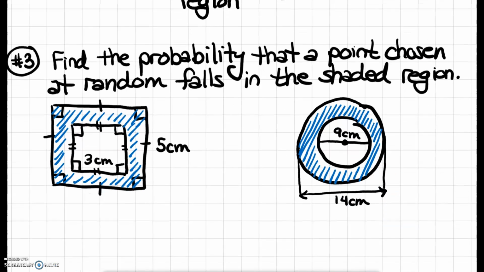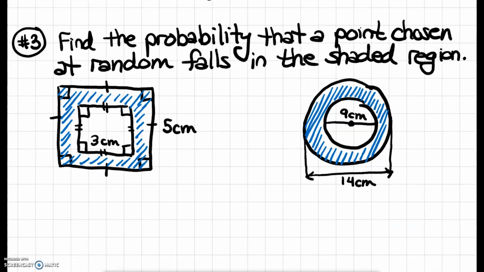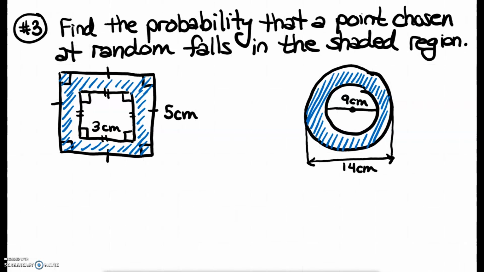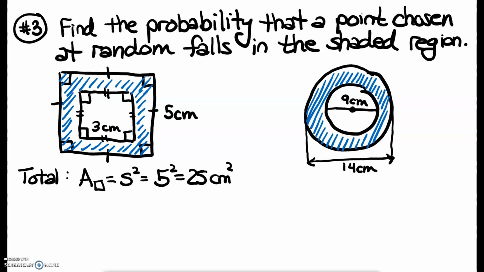All right, in the next example it says, find the probability that a point chosen at random falls in the shaded region. So here we're going to go ahead and use the area definition. We have to find the total area. So we're going to start with the squares first. I know they're squares because they have these marks on the side that tell me all the sides are equal. So the area of a square is side squared. So I'm going to square the 5 to get 25 centimeters squared.